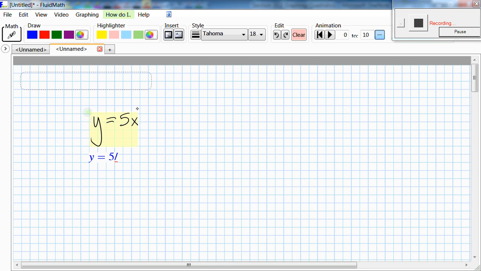5x squared, yeah? Minus 20x, yep. Okay, plus 17. Okay, is this parabola going to open up, or is this parabola going to open down? And how do you know?